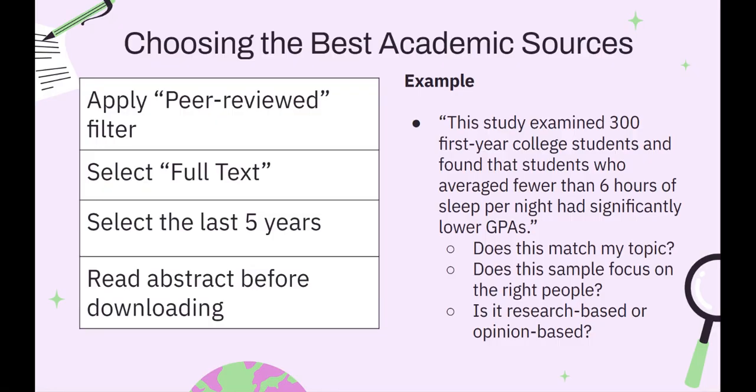After you've selected peer-reviewed, full text, and the last 5 years, you can put your effective search terms into the search bar and hit enter. Now you just have to read the abstract to ensure it covers a topic you want to address in your essay. As you peruse the abstract, ask yourself, does this match my topic? Does the sample focus on the right people? Is it research-based or opinion-based? If the answers are yes, and it is research-based, you should download the source and read and annotate it. You should now have an article that is not only related to your argument, but is moving towards being credible.